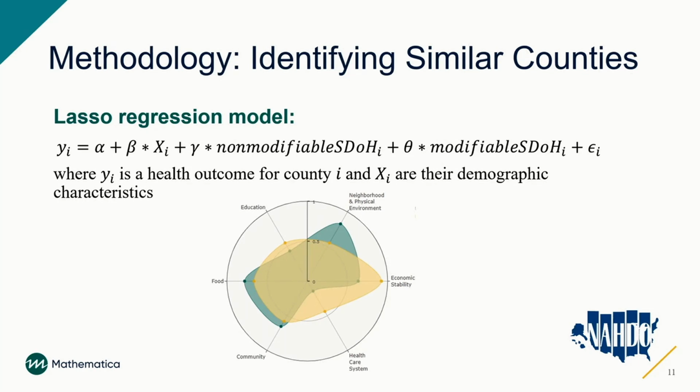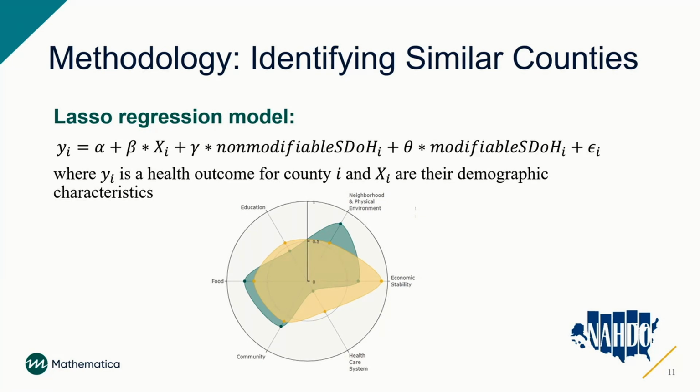We then used the demographic and non-modifiable variable data, along with their coefficients from this model, beta and gamma, as weights to calculate the Euclidean distance between counties. This returns a measure of similarity between counties using only the characteristics they cannot change, weighted by their importance to the health outcome in question.